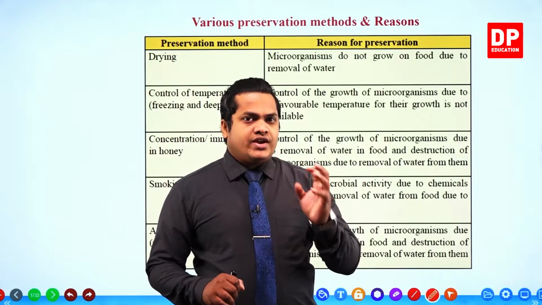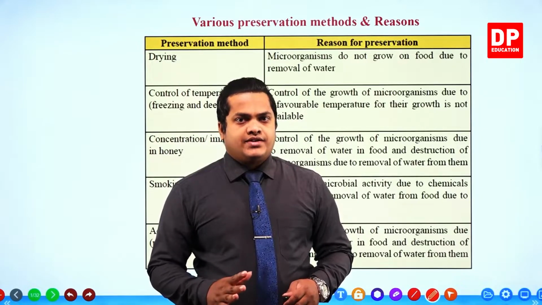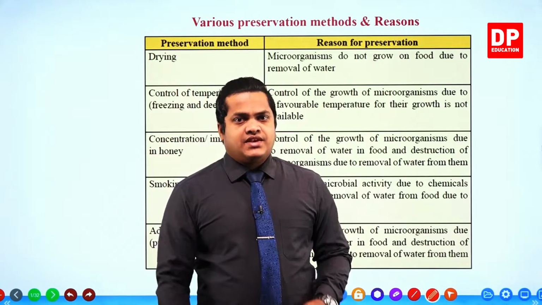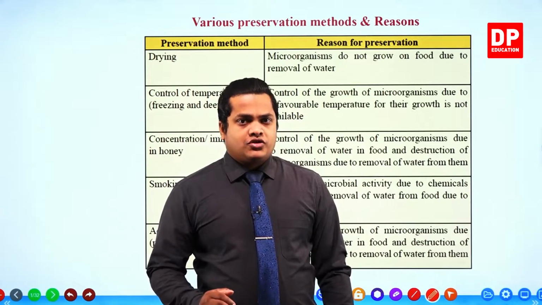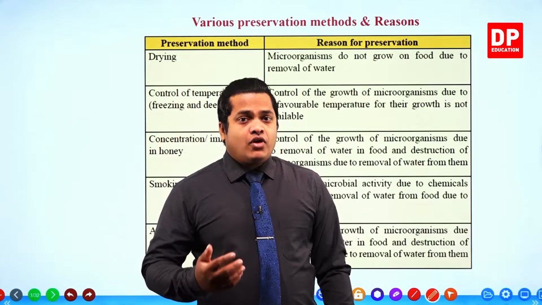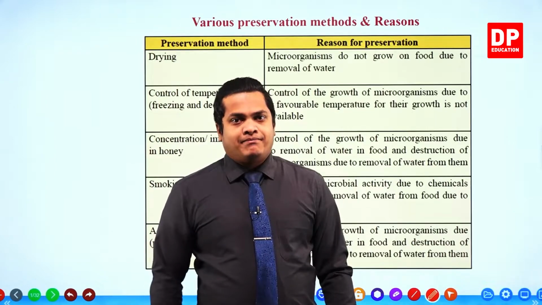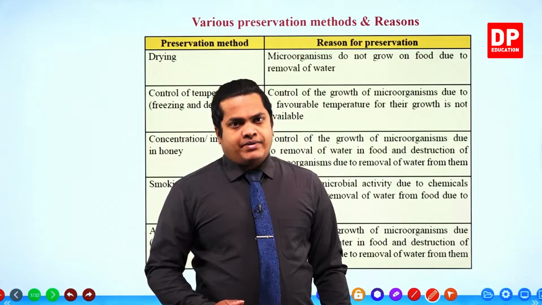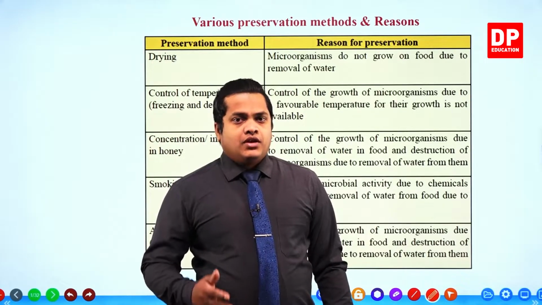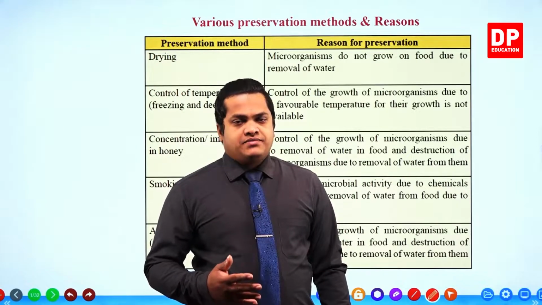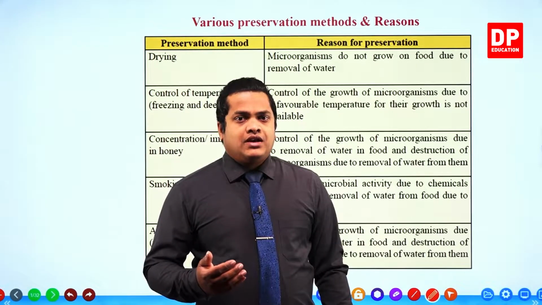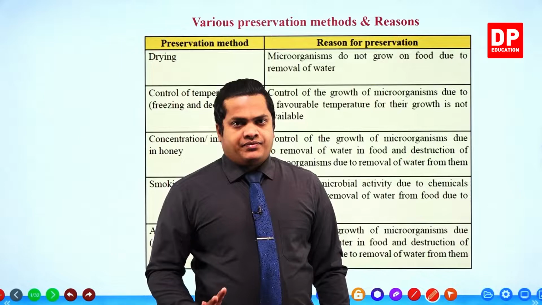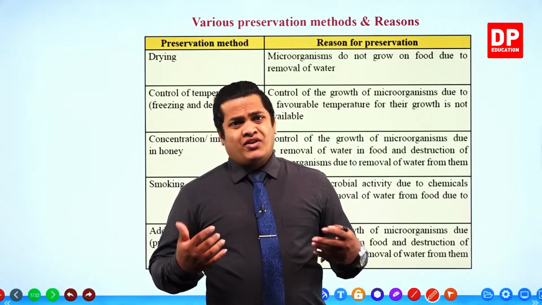In the earlier case, we reduced the amount of water in the food item. Now, when you are freezing or defreezing, we can save food by avoiding the optimum temperature for the growth of microorganisms. So we can reduce the temperature. When you keep food items like vegetables and fruits in a refrigerator, the spoilage is reduced somewhat. I mean, we can't keep it forever.